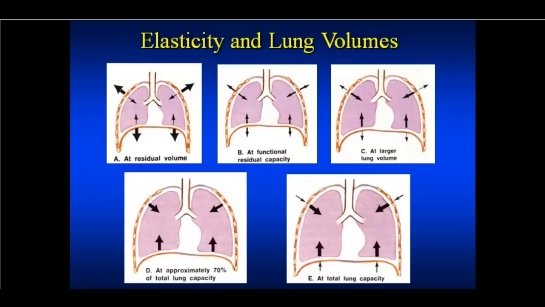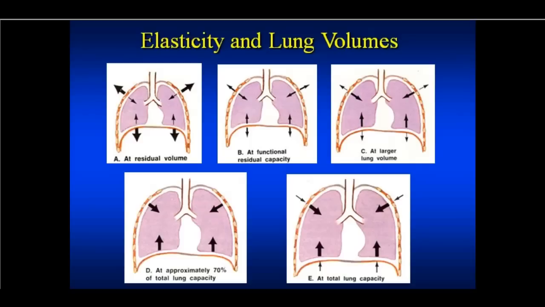At a larger lung volume, of course, the lungs are expanding, and now the tendency for them to recoil inward grows, and the tendency for the chest wall to expand outward decreases. So we're putting energy into the system. This is a no energy situation here. Both of these require metabolism and energy.